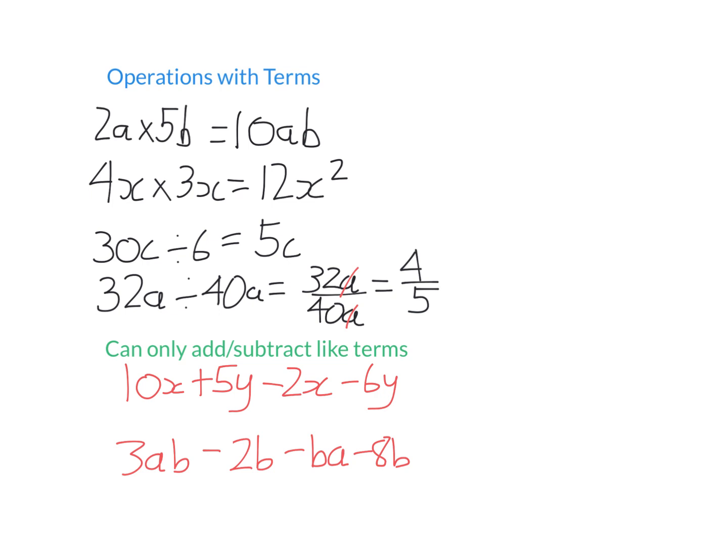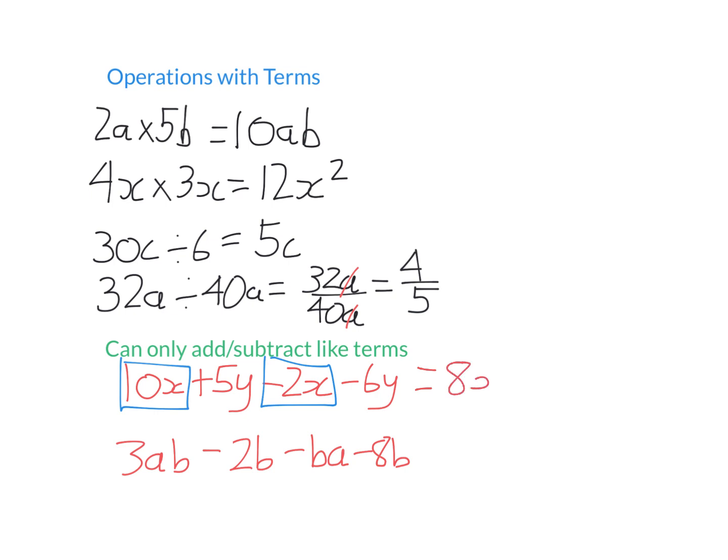So generally, multiplying and dividing terms is easier because you can multiply or divide any term by any other term. But when you're adding and subtracting, you can only do it if the terms are like terms. So in this expression here, we have 1, 2, 3, 4 terms. We can only add the like terms. So 10x and -2x, they are like terms because they have the same pronumeral, same sequence of pronumerals. So 10x subtract 2x just gives us 8x.